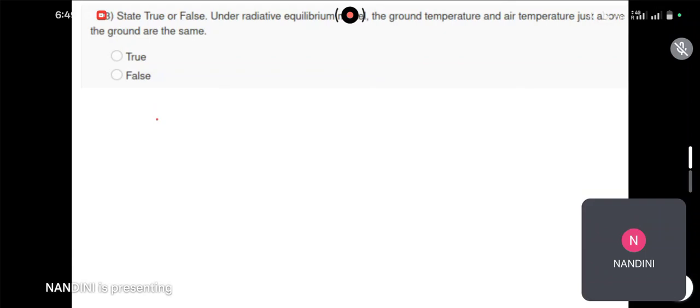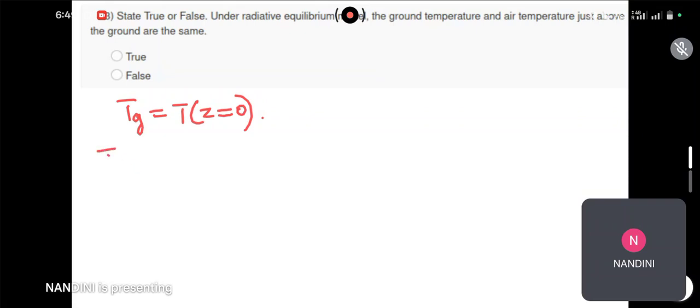State true or false. Under the radiative equilibrium model, the ground temperature and air temperature just above the ground are the same. The statement is Tg is equal to T at z equal to 0. They're asking if it is true or false.